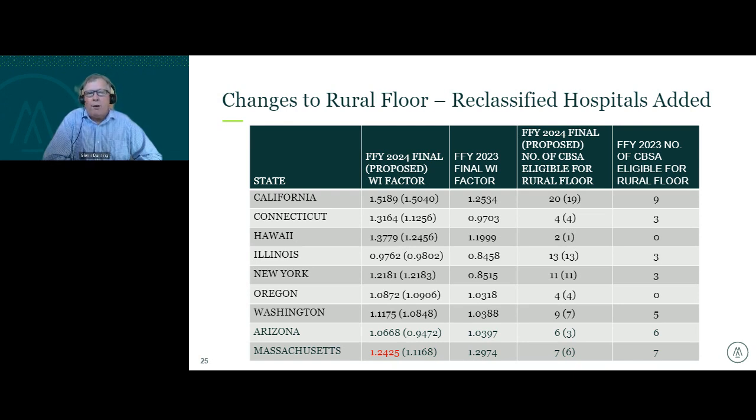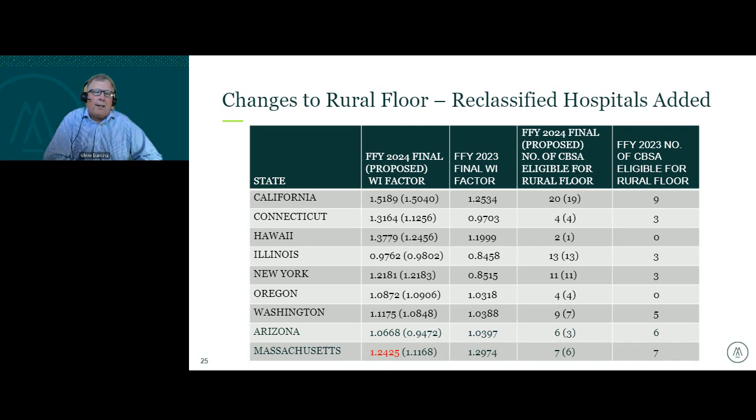What it also did was it makes certain geographic areas subject to the rural floor. You can't receive a wage index factor by law that is less than the rural floor. So last year, in the 2023 final rule, there were 9 in the state of California. In the proposed rule, that 9 bumped up to 19, and in the final rule, we got one more core-based statistical area that is subject to the rural floor for a final count of 20.